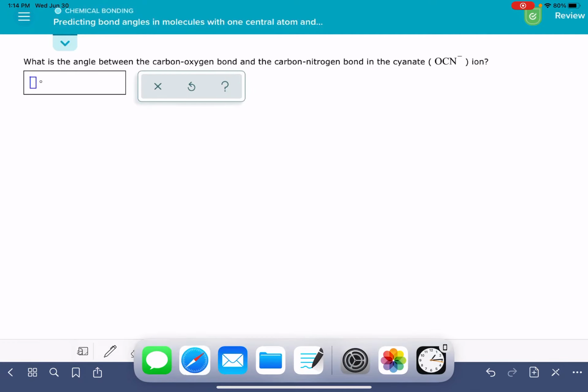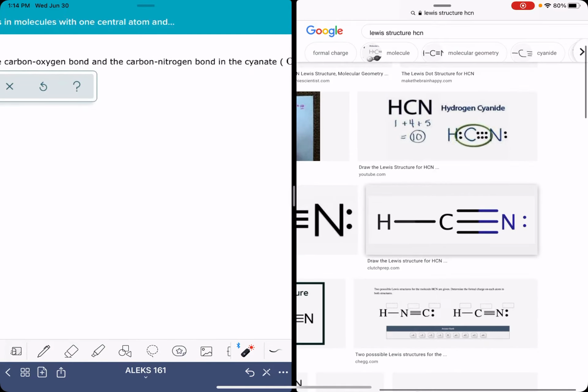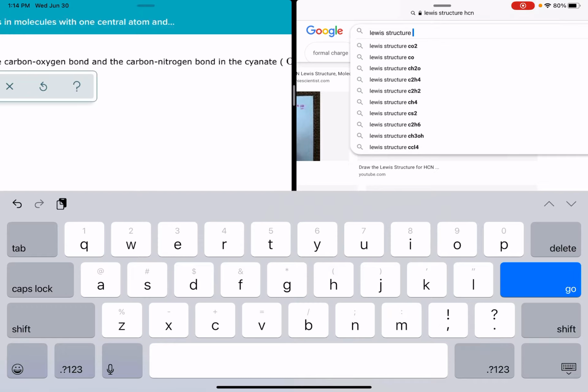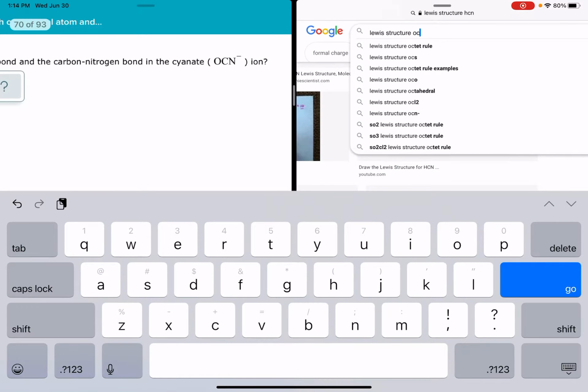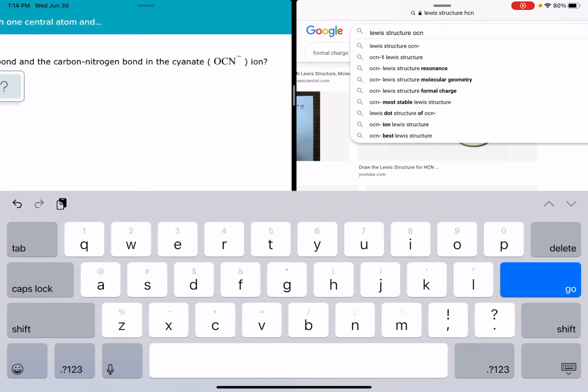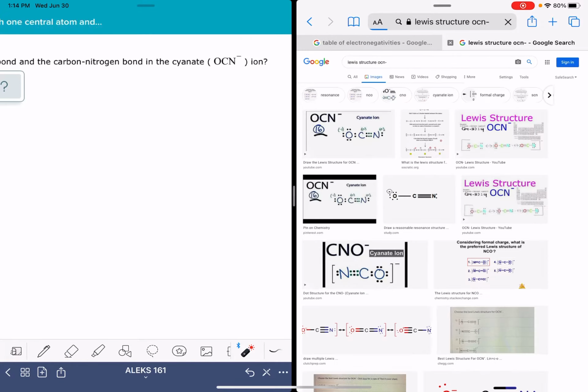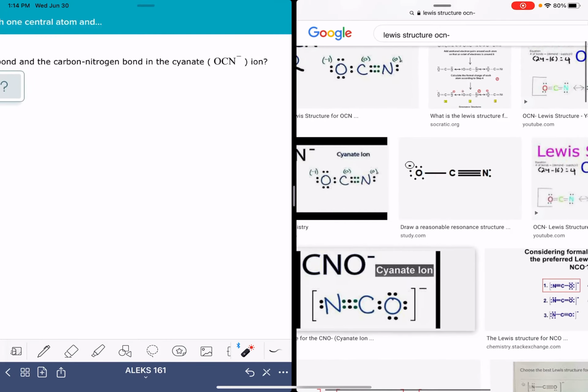I'm going to look this structure up. It is kind of a tricky Lewis structure. It's not too hard. It's definitely something that you could draw, but it's going to take a lot of time for me to draw this particular Lewis structure. So we're just going to go straight to the internet and look up OCN-.